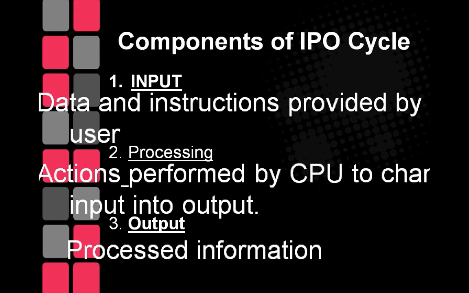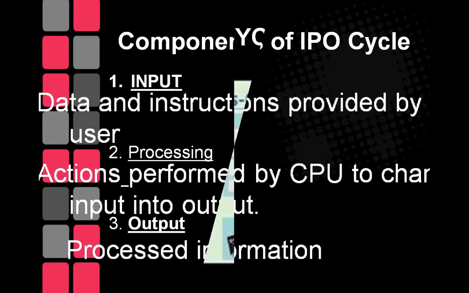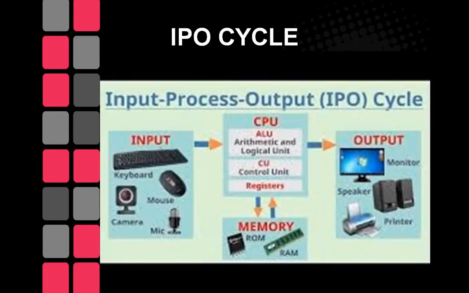Let's move further. IPO cycle, here you can see a complete description is given in the figure. In input, we use devices called keyboard, mouse, mic, camera. These are all input devices through which we can input our information, our data to the computer system.